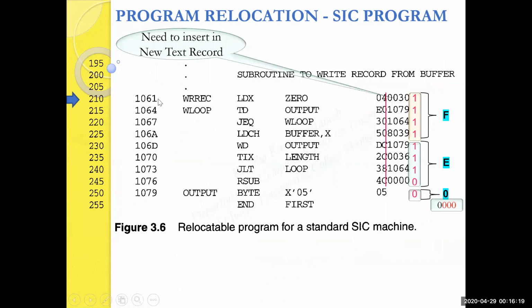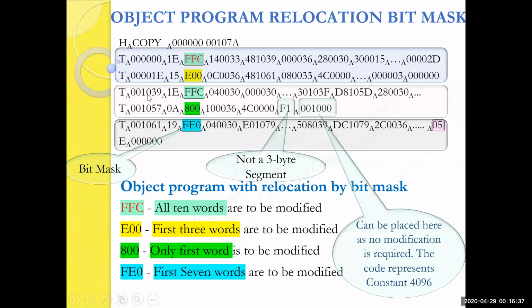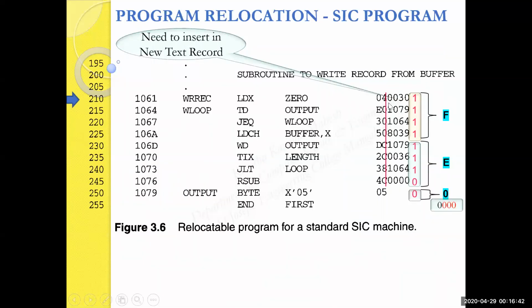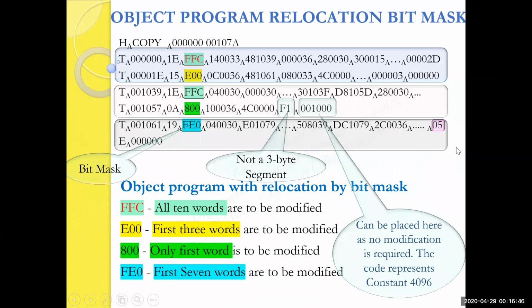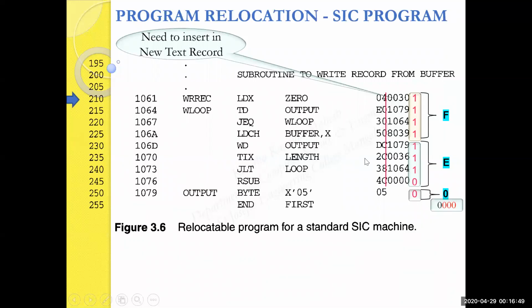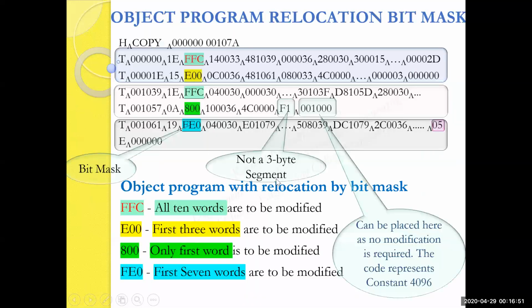So we will see the object code. The last hexadecimal digit in the bit mask is 0. And how did we get this 0? It is 0 followed by 3 unused words for which the relocation bits are zeros. So the starting address is 1061. Object codes are placed from 040030 through 05, and the bit mask is FE0.